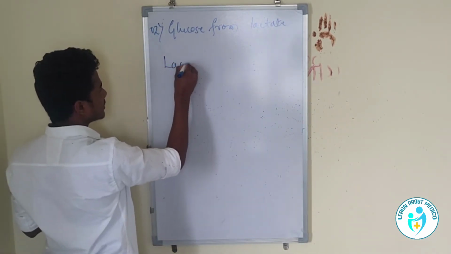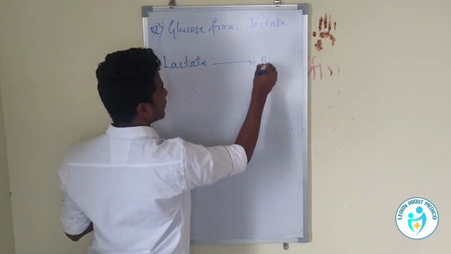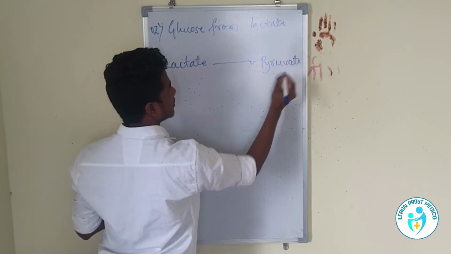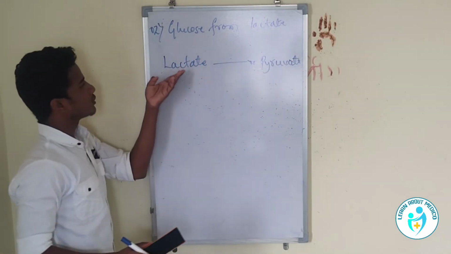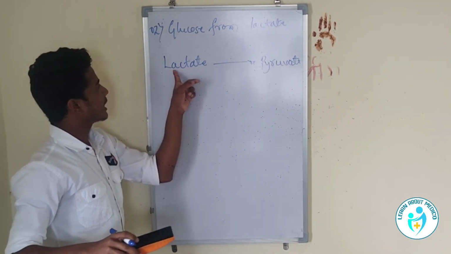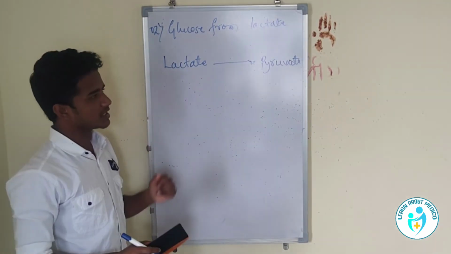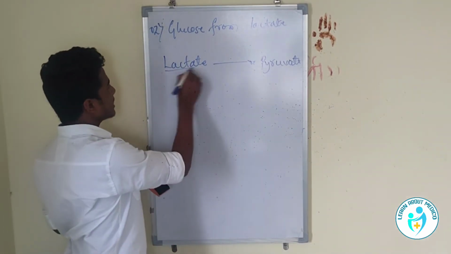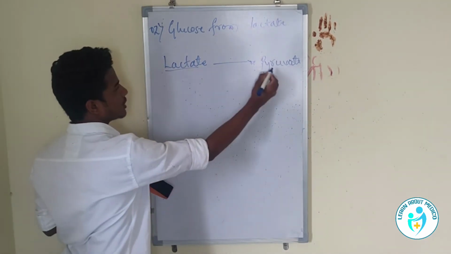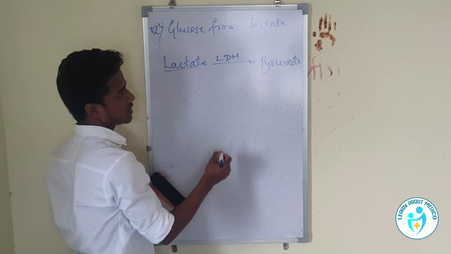Here, lactate is converted into pyruvate first. That is, pyruvate is converted into lactate in the glycolysis 10th step, with the help of the enzyme lactate dehydrogenase. But here, from the lactate, we have to convert into the glucose. That is, lactate is first converted into pyruvate with the help of the enzyme lactate dehydrogenase.